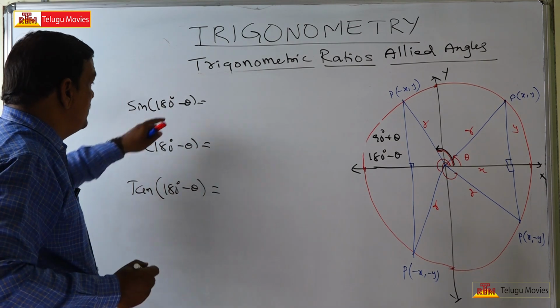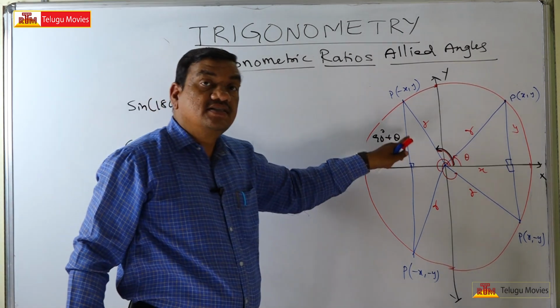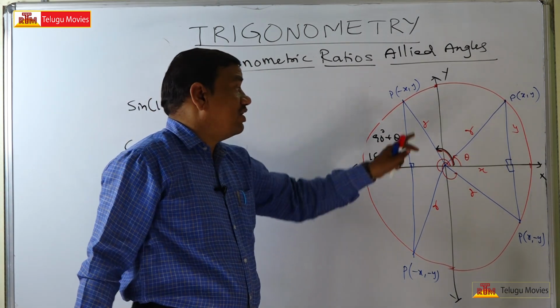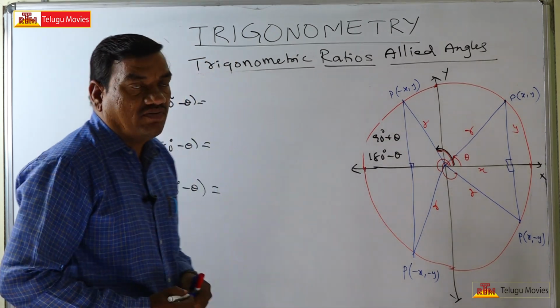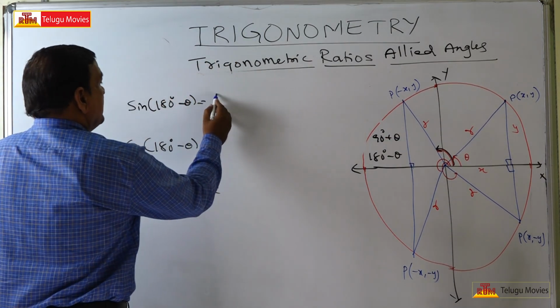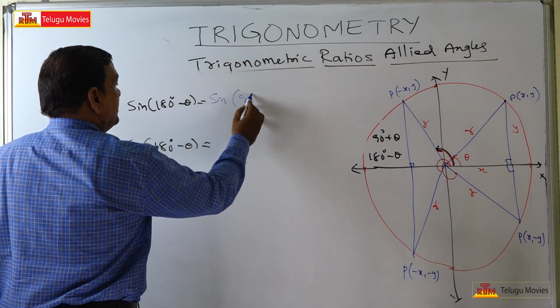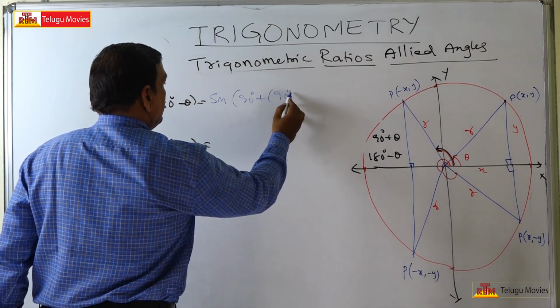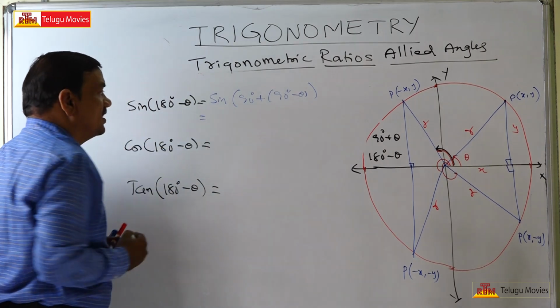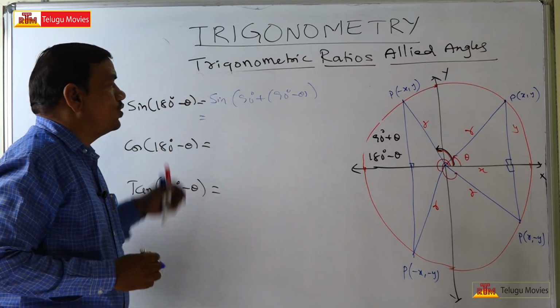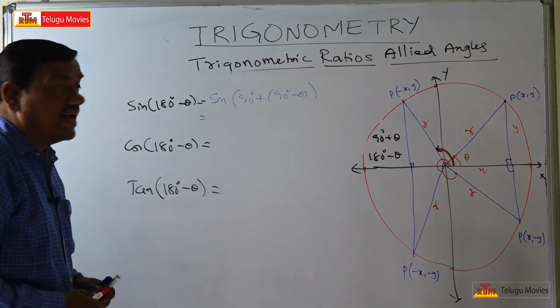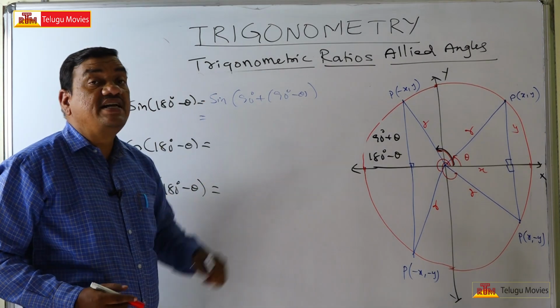Okay, so this angle is in which quadrant? Second quadrant. 180 minus theta will be in the second quadrant. Let us see what happens. So sine of 180 minus theta means sine of 90 plus 90 minus theta. Can I write it that way? 90 plus 90 is equal to 180. Just now we explained this is sine of 90 plus theta.